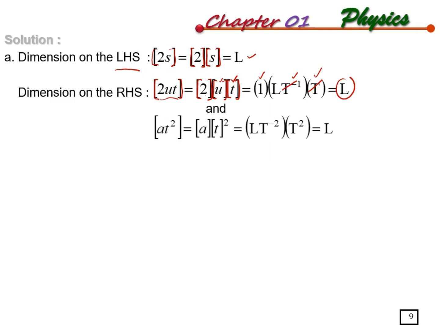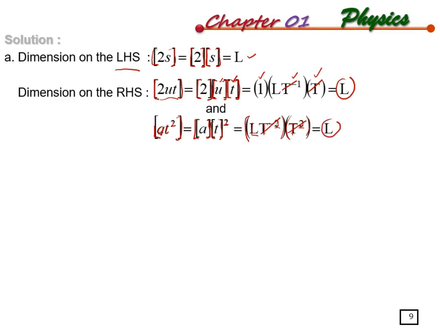Okay, we have another term, at square. We must do separately for the expression that has been added just now, 2ut plus at square. So at square, do it separately, the a and the t square, and we already did it on the previous example. So the a is L per T square, and then for the time taken, t square, so capital T square. So if you can see here, we can cancel, so it becomes L.